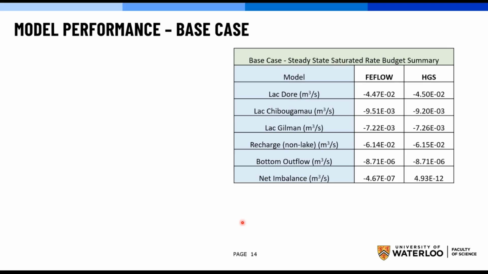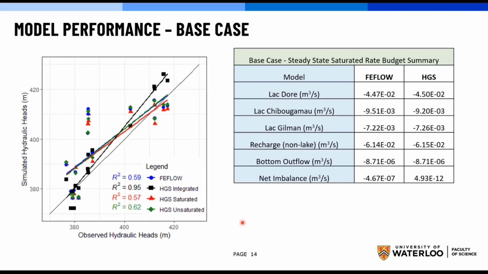The next step from there was to see how things would change when we included the transient unsaturated and the fully coupled simulations. If we take a look at that, we can see how our R-squared values compare against observed. We'll notice the FEFLOW value, we had about an R-squared of 0.59 using FEFLOW. We know that we have a fairly consistent model with that saturated version of HGS, the one in red triangles. So the R-squared went down a little bit to 0.57, but again, was consistent with the FEFLOW model.